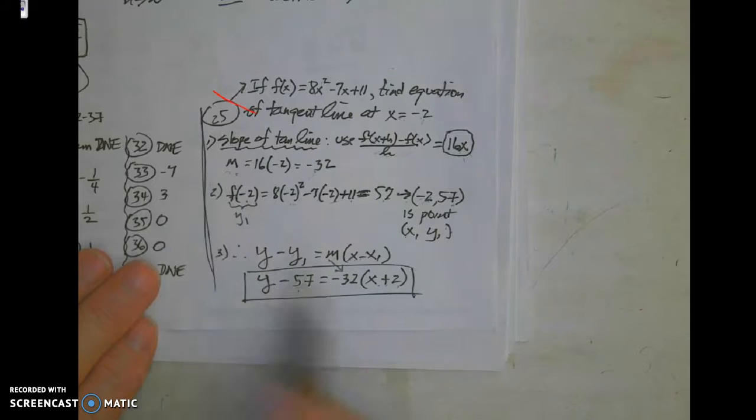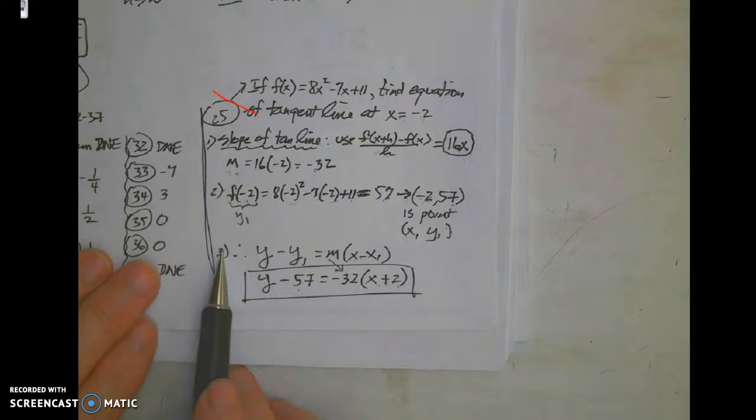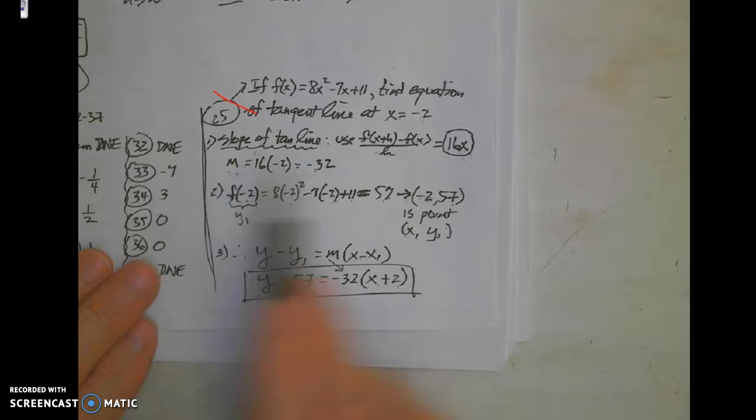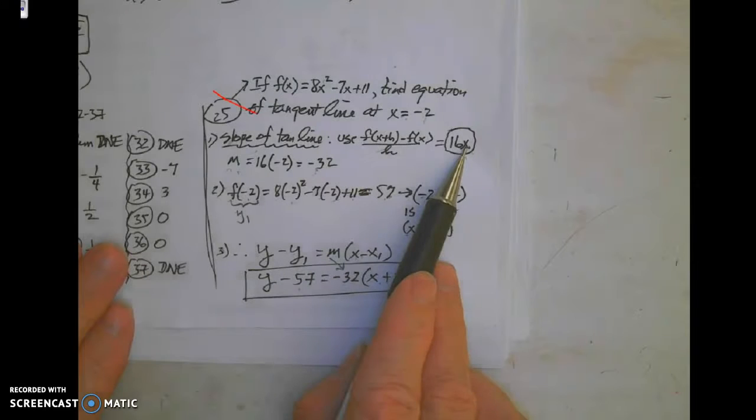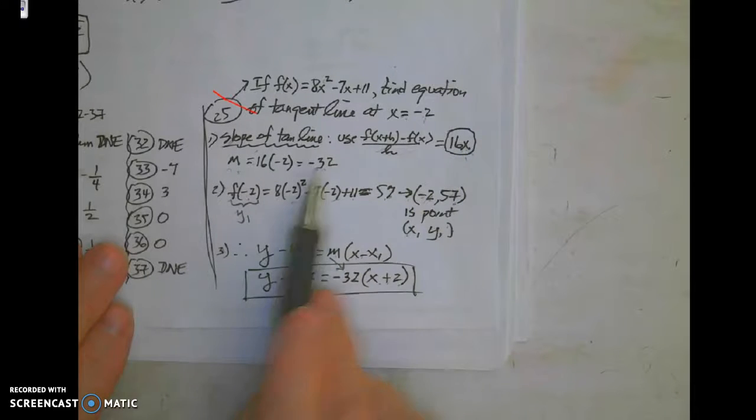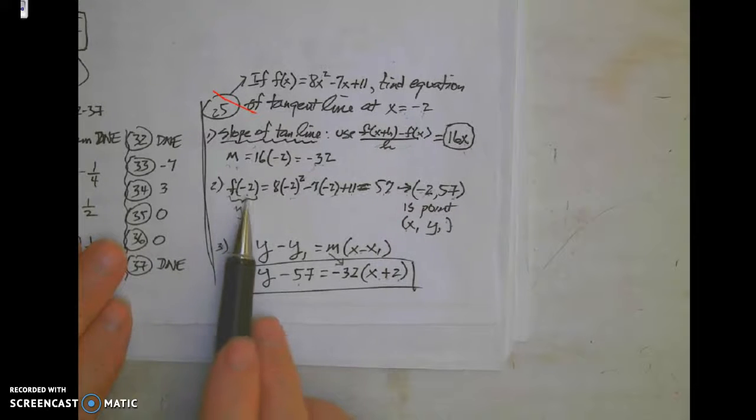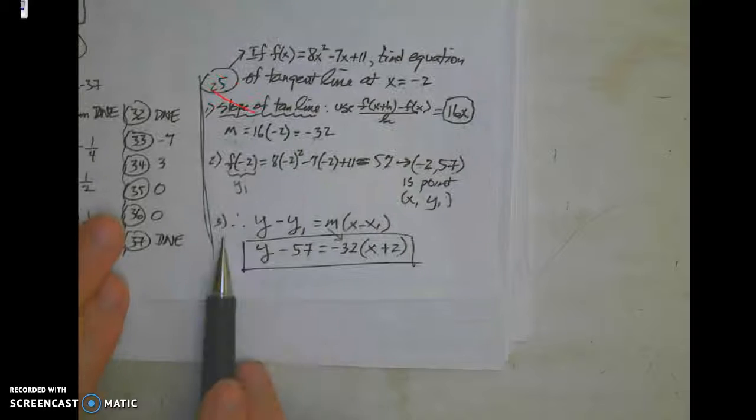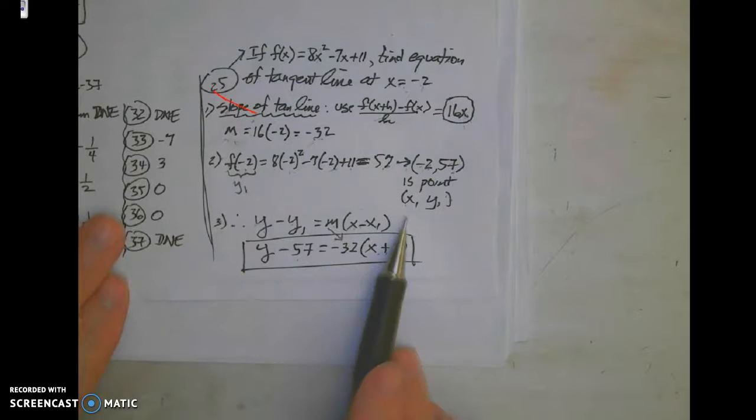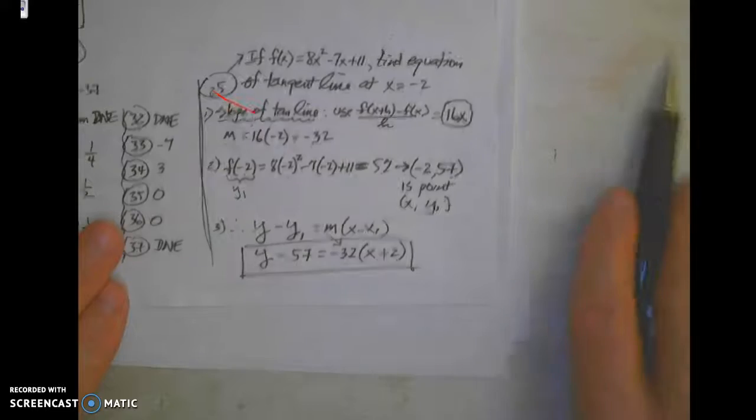So your steps are really 1, 2, 3. Number 1, find the slope of the tangent line using the limit of the difference quotient. Then plug in your x value to figure out the exact slope at that point. Number 2 is to find the y1 value using your function and plugging in x equals negative 2. And then finally, step 3 is to use point slope form, and that's done. You're finished with the equation. That covers up through number 25.